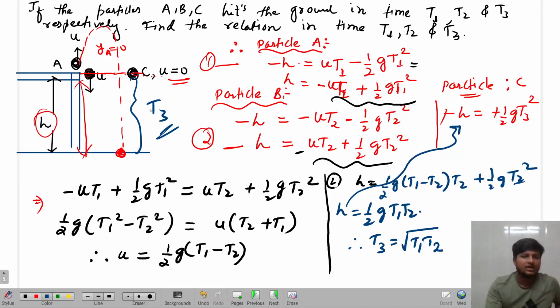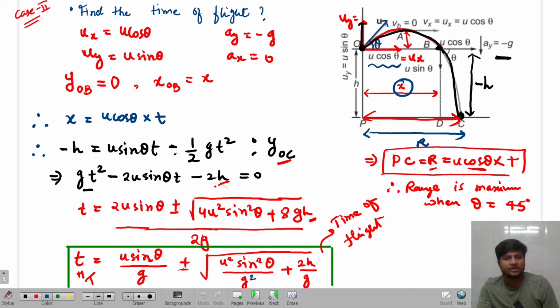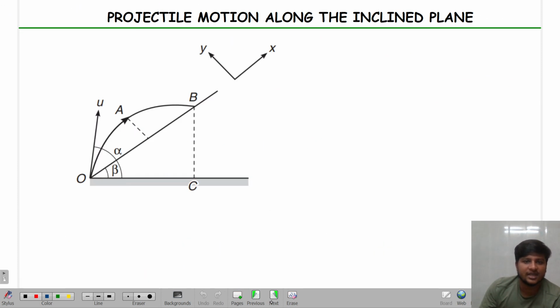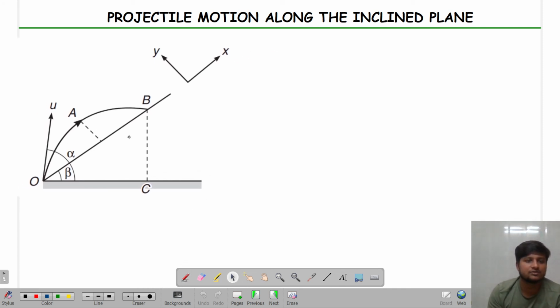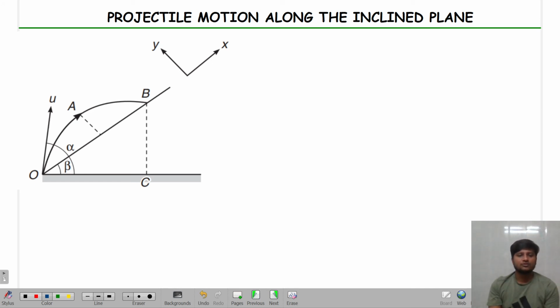Now look over here. Apart from this, whatever these cases are there for the projectile, we will include some problems and we will try to solve them. Okay. Now, we are going to consider the next case of projectile, and what is that? Projectile motion along the inclined plane, which is very important. Right or not? Because this is the thing which is going to come in your exams, and there will be definitely one or two questions asked on that.